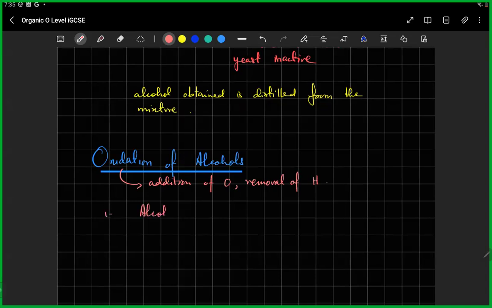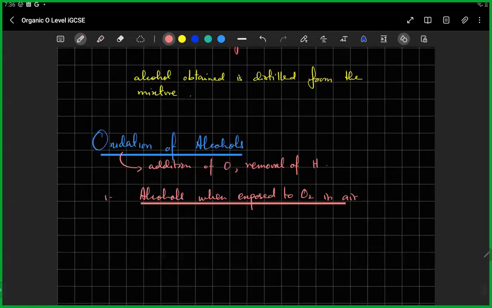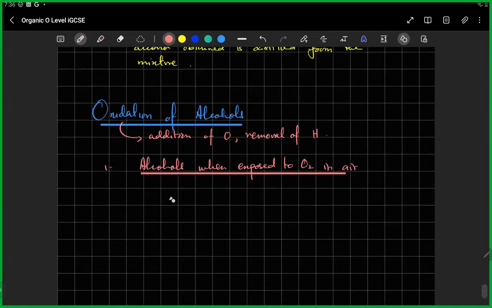Alcohols, when exposed to air, get oxidized. So that's one way. They're going to get oxidized, and this is what's going to happen. When you take any alcohol, let's say ethanol, and propanol has how many carbon atoms? It's got 3 carbon atoms. So this is going to be CH3, this is CH2.